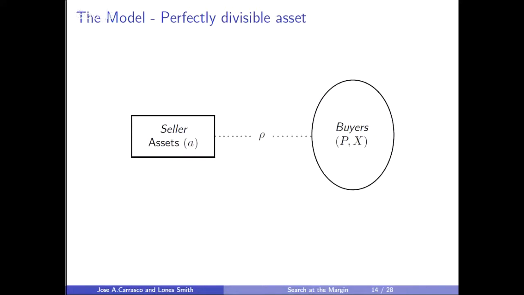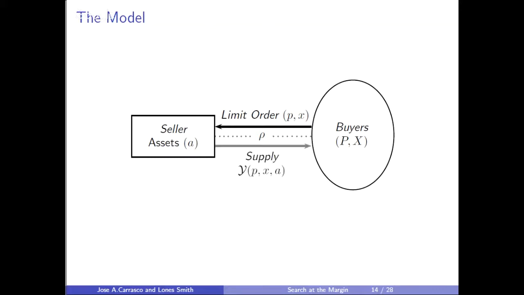So this is the way it works. I'm the seller, and at rate rho I meet buyers. The buyer offers me a limit order: I'm willing to buy X units from you at a price P each, and I reply with a supply function. Then I continue searching with my remaining position.